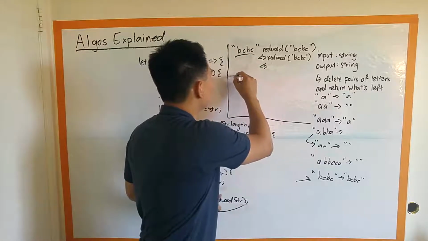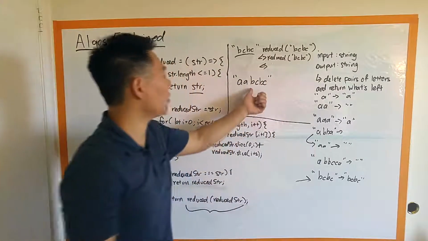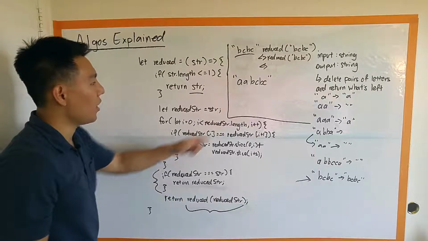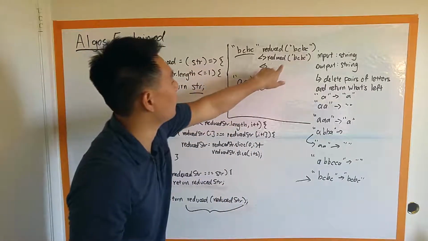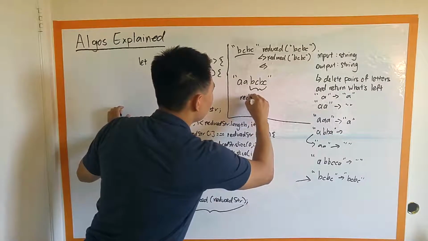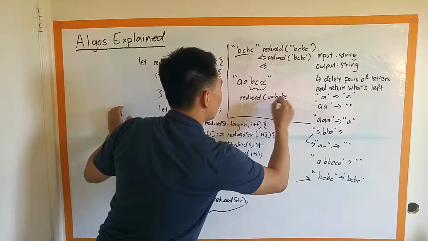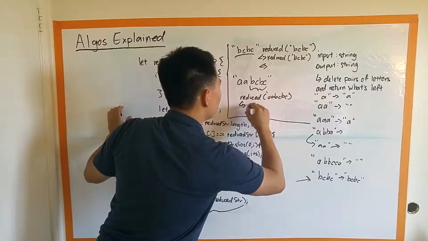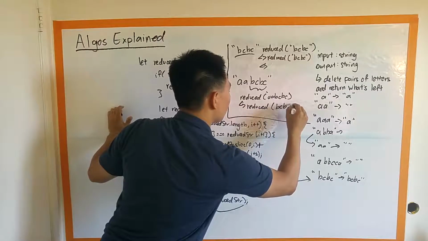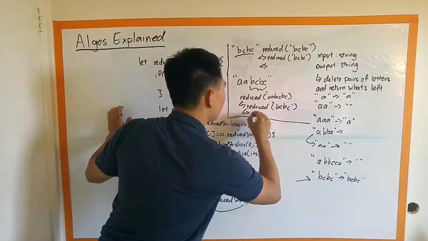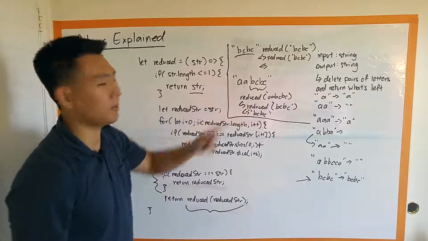And if our input was like an AA, BC, BC, that will still work too. This will still come in handy when we get to the point where that is the argument for our function call. It would have probably been reduced AA, BC, BC, and then that would have returned reduced BC, BC, and now that would have returned BC, BC, and then it would have returned BC, BC at the very end.